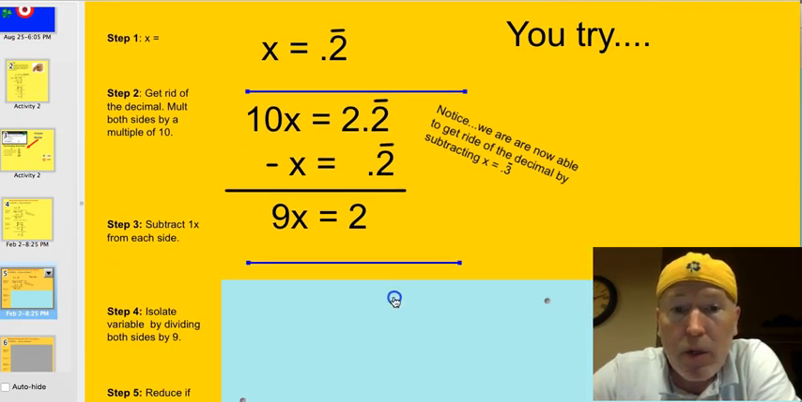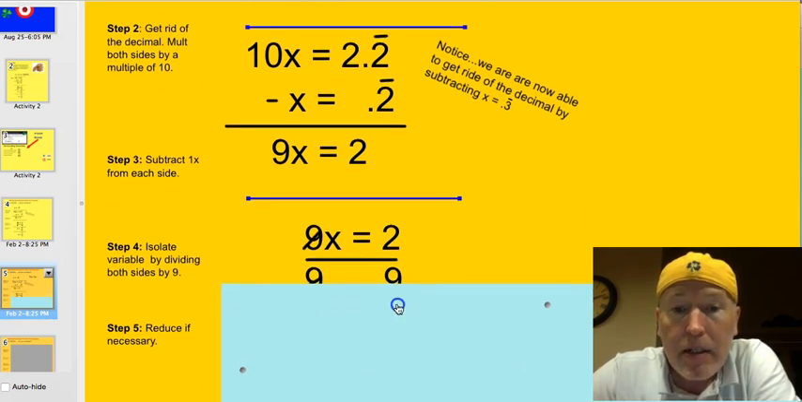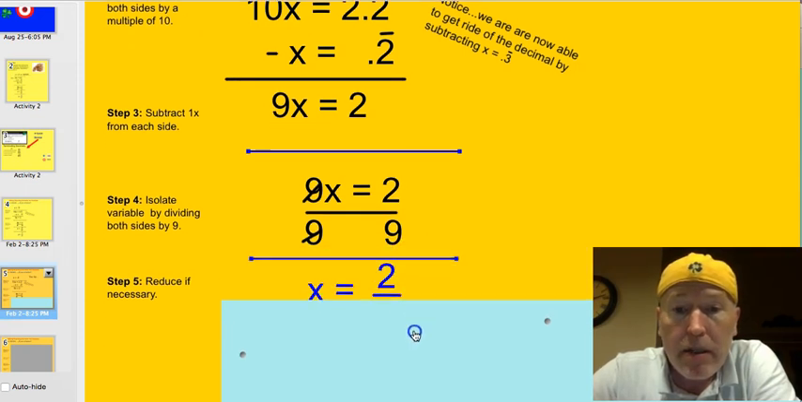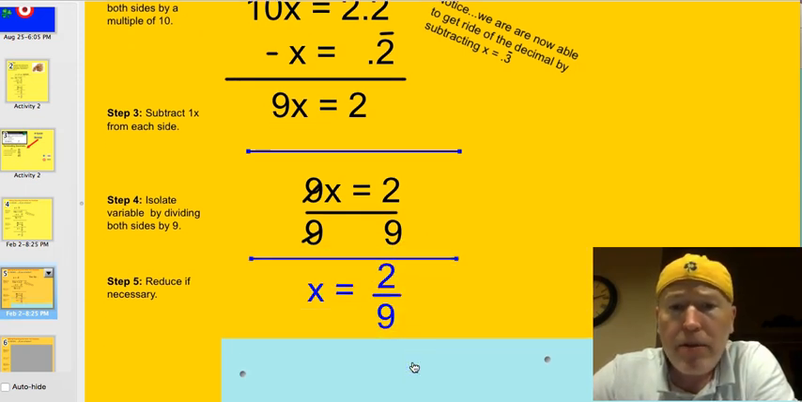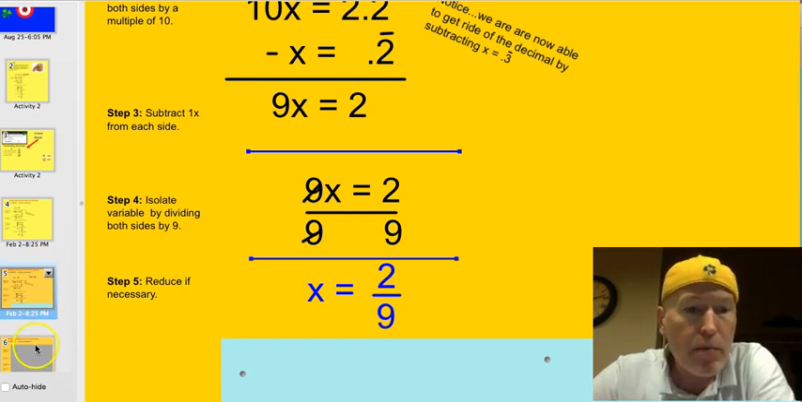9x equals 2. We've got our one-step equation. We'll divide by 9. We'll get that down into x is equal to 2/9. And 2/9 you can't reduce. There it is. X is equal to 2/9. Sweet! I love it when a plan comes together.